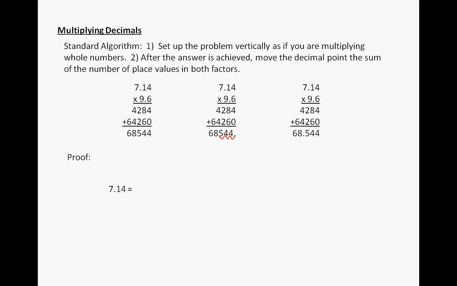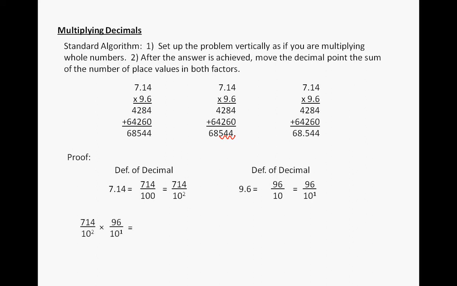We take our 7.14, and that is the same as 714 over 100, which if we're using exponents, you can write as 714 over 10 to the second. Remember that this is a definition of a decimal. A decimal is a decimal fraction, and so therefore can be written as this fraction. So if you apply the same type of reasoning to 9.6, you get 96 over 10 to the first power.